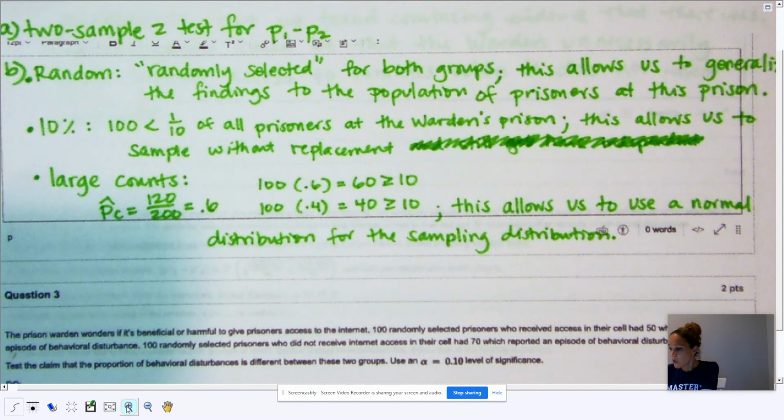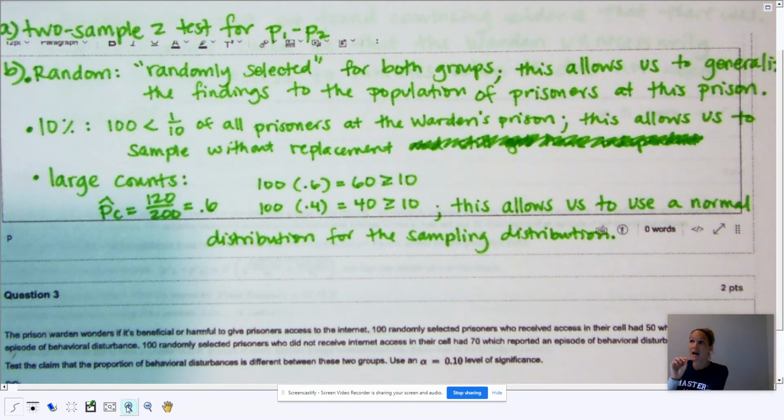The 10% rule, remember that if we were to have taken 200 prisoners and randomly assigned them to the two groups, we wouldn't need to check the 10%. But because we're randomly selecting from the pool, we want to make sure that we are taking fewer than 10% of the total prisoners each time so that it doesn't affect the probability of a success for the next time. So that allows us to do our sampling without replacement, without affecting the probability.